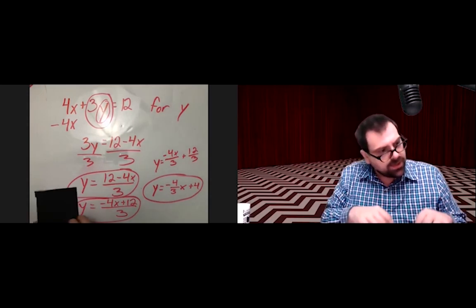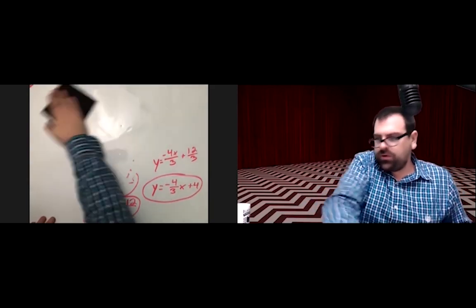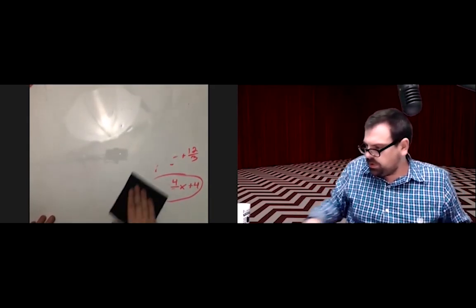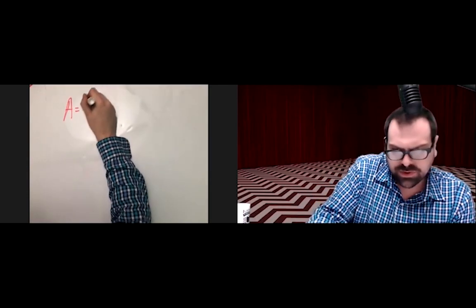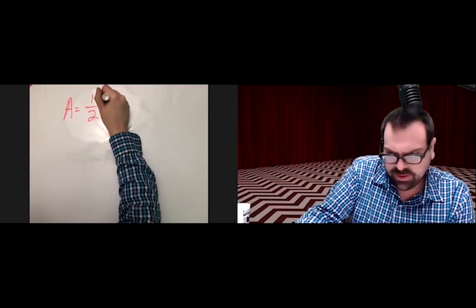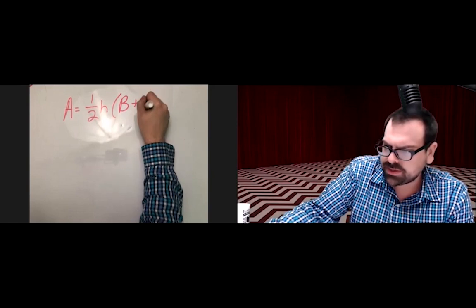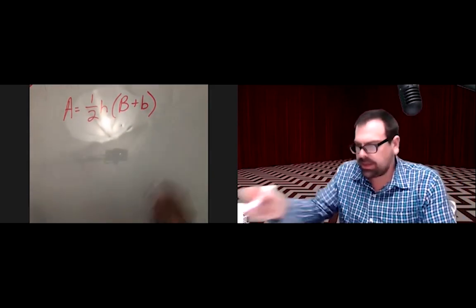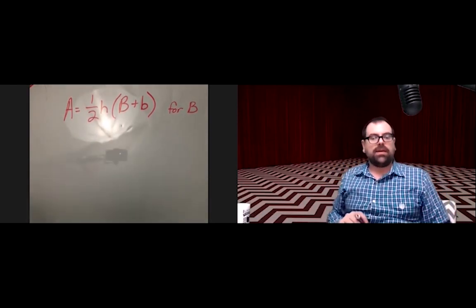Okay, so that's a bit about literal equations. I will do one more in this group. Next time we run through this, I'll do some extra examples. A equals 1/2 h times the quantity big B plus little b. And let's solve for big B.